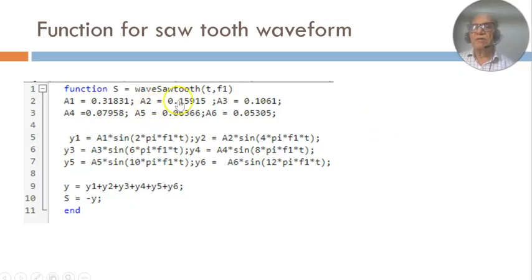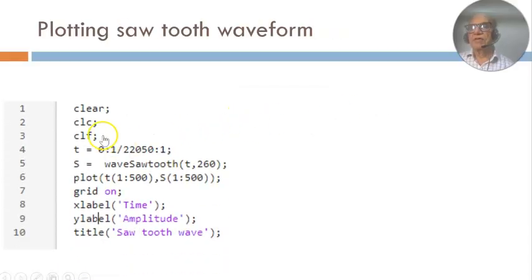Now in order to see how this waveform looks like, let us write a small piece of code in order to plot the waveform. So what we do, this is as usual, clear, CLC, CLF, define the t vector and then call the function wave sawtooth, and you provide the parameter t, which is a vector defined here, and 260, that is the frequency that we are providing as a parameter. And then you plot this. You plot only 500 samples so that you are able to see the waveform, and then as usual grid on, X label, Y label, title, etc.